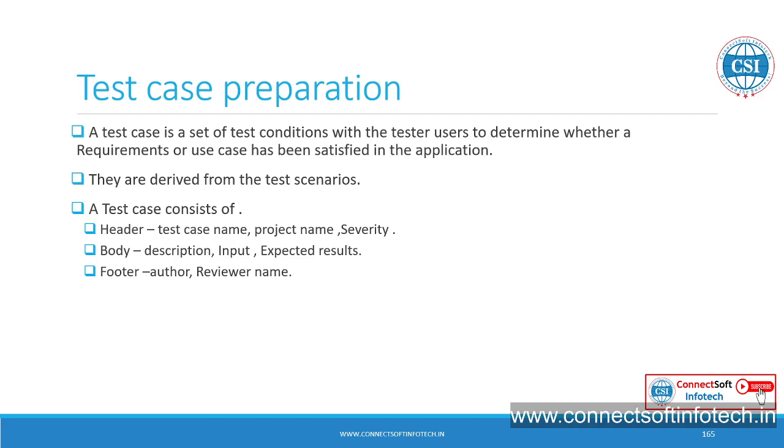So use case, that is the requirement. In agile we can say the user story. In the agile process, we say a user story is nothing but the requirement. Product backlog is a list of user stories. So user story, or you can say the requirement or use case, they are derived from the test scenarios.